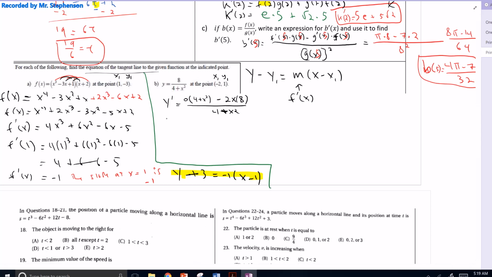And simplify, we're going to get y prime equals negative 16x. This whole thing needs to be squared. Negative 16x over 4 plus x squared, quantity squared. We're going to plug in negative 2, right? Because we wanted a slope at negative 2. So what's y prime of negative 2? Well, it's going to be negative 16 times negative 2 over 4 plus negative 2 squared, quantity squared. This will be 32 over 16 squared.